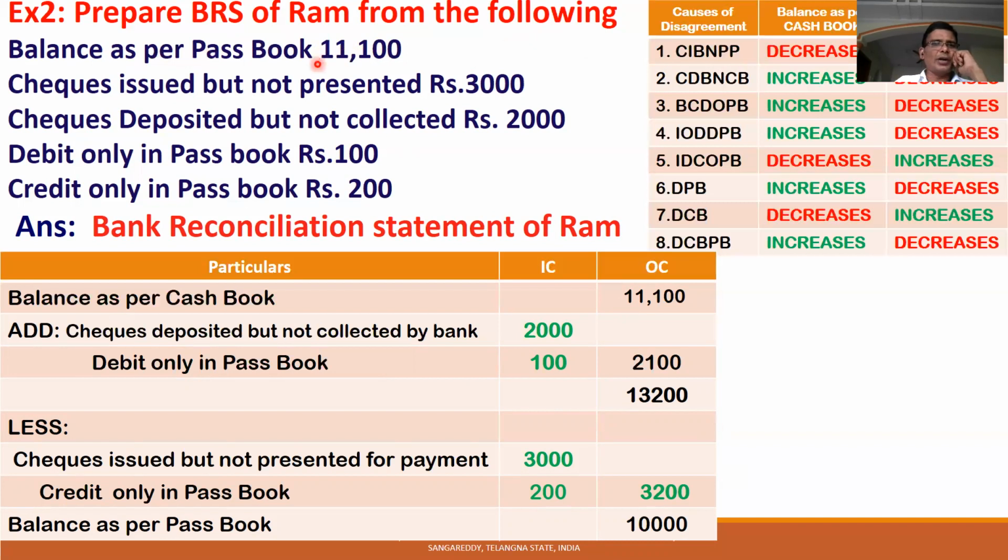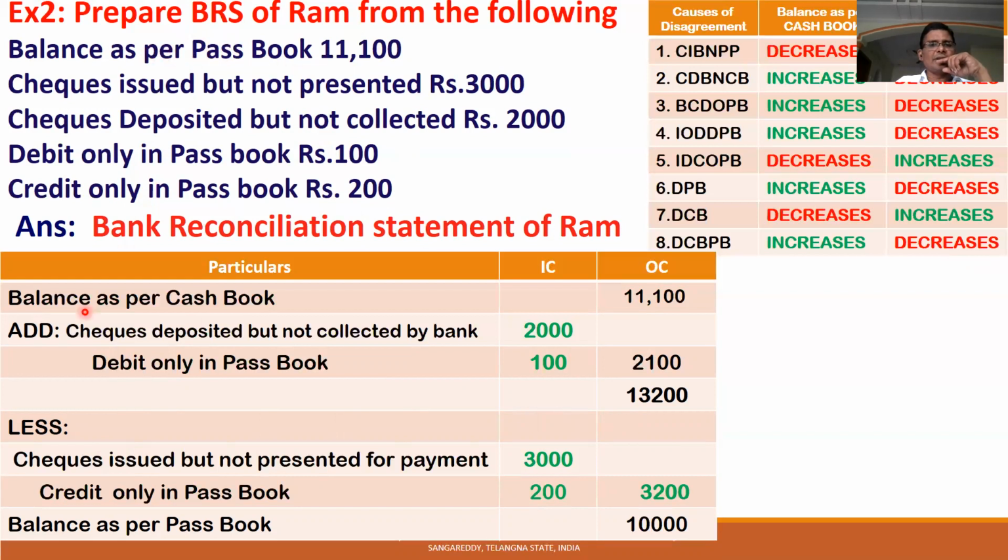For every point with these 4 points, in the previous problem we compared whether cash book increases or decreases. But here we have to compare whether passbook increases or decreases. This is important. Passbook increases, less. Passbook decreases, add.